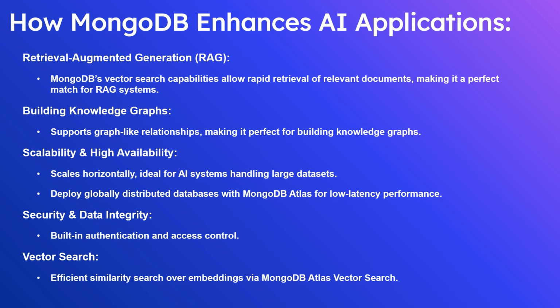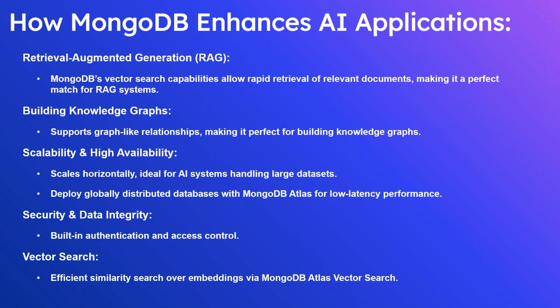The first one is Retrieval-Augmented Generation (RAG). MongoDB's vector search capabilities allow rapid retrieval of relevant documents, making it a perfect match for RAG systems. Building knowledge graphs: it supports graph-like relationships, making it perfect for building knowledge graphs. Scalability and high availability: it scales horizontally, ideal for AI systems handling large data sets.